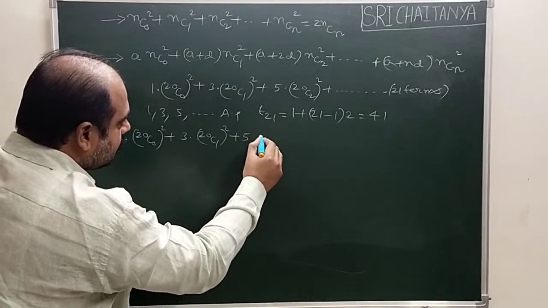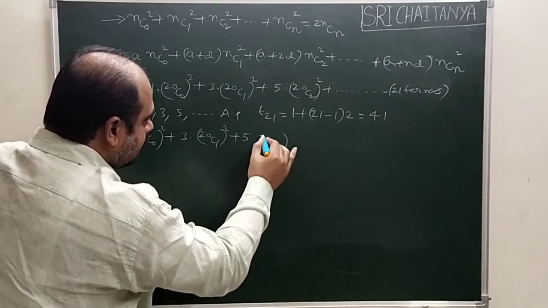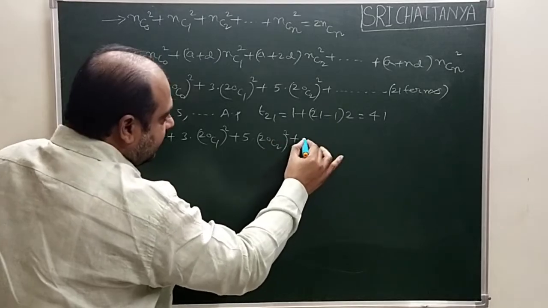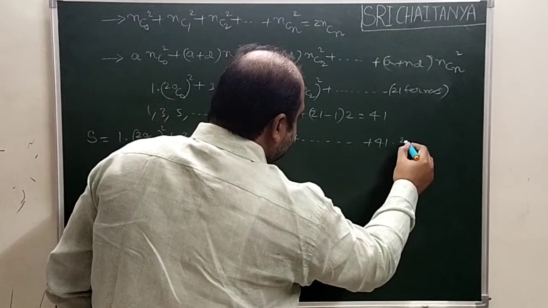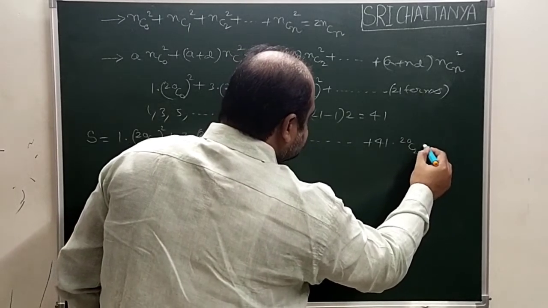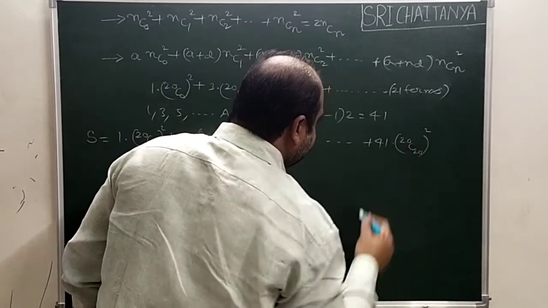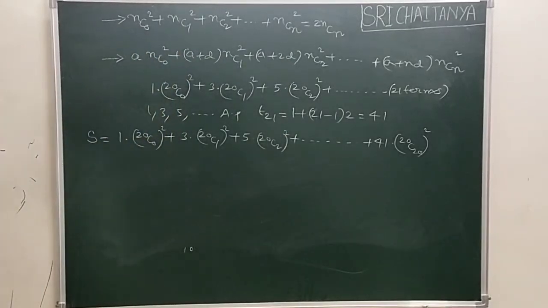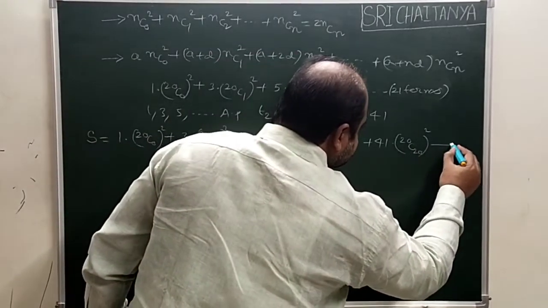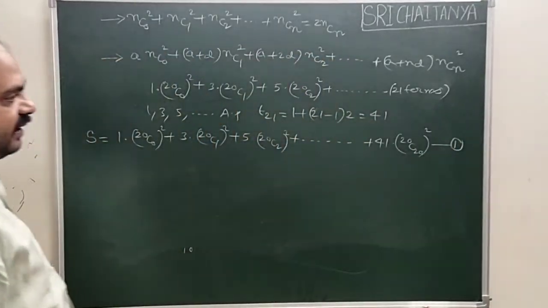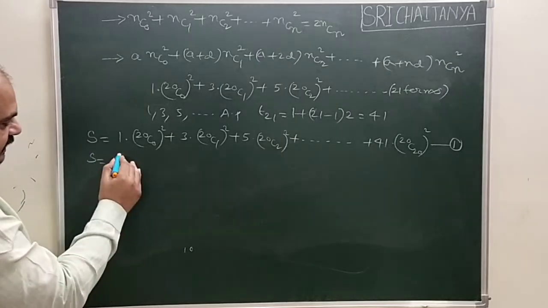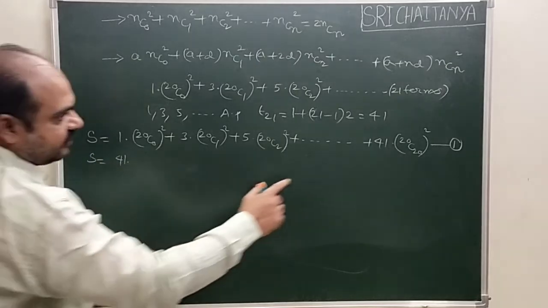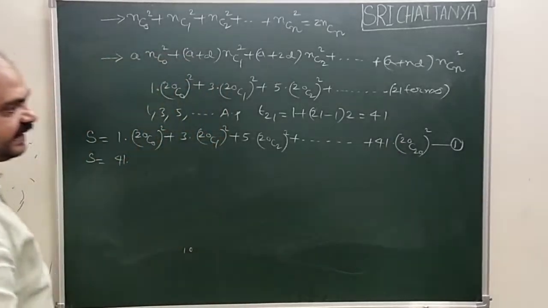So the last term complete it: 41 into 20c20 whole square. Right? Now take this equation as 1 and write it in the reverse order. That means the last term here, 41 into this, is 20c20.